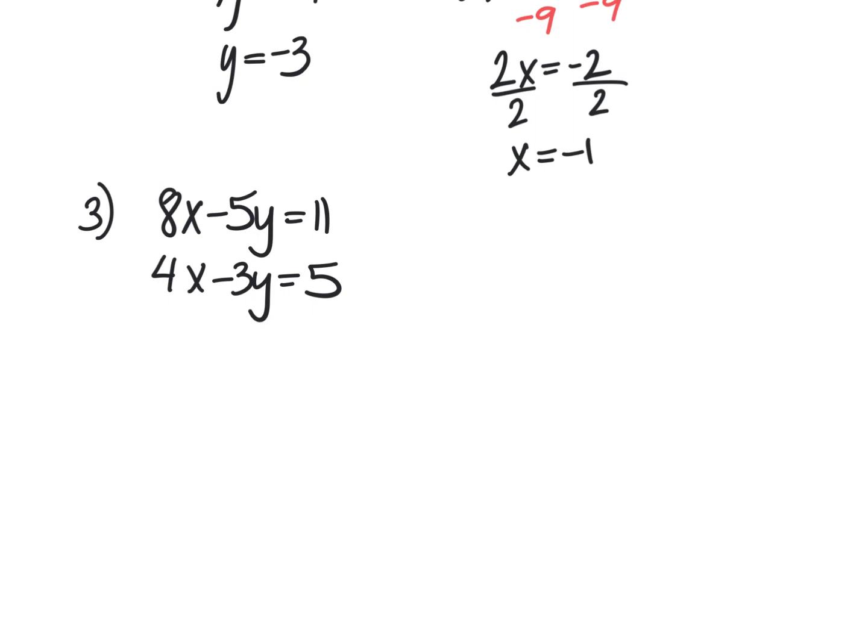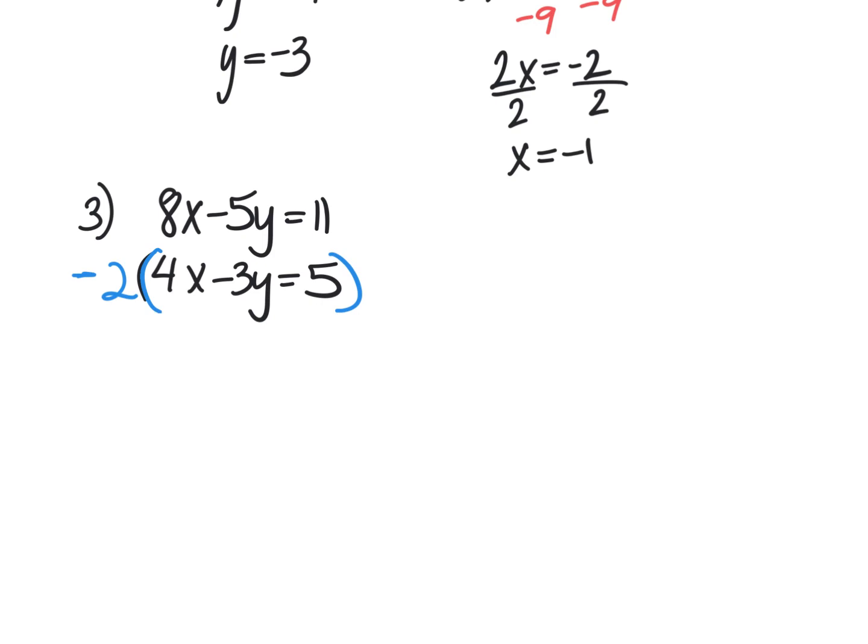Both of them? The bottom one, yes. I want to multiply the bottom one by negative 2. Why do I have to multiply by a negative? Yeah, they've got to cancel, so one has to be opposite.